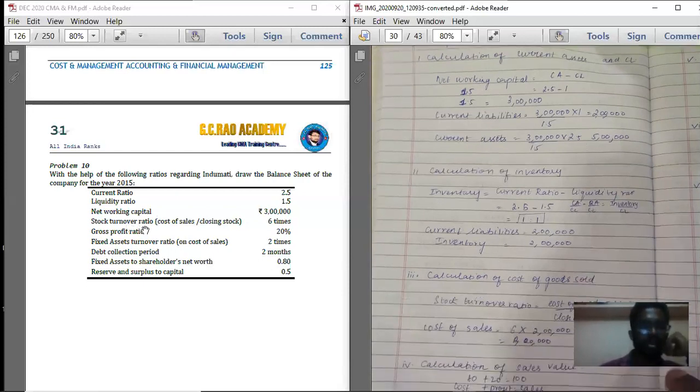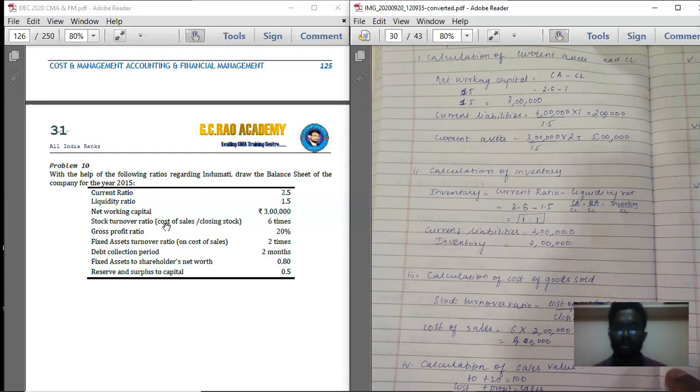Next, what they have given is stock turnover ratio, which means inventory turnover ratio. The formula they have given is cost of sales divided by closing stock. We are finding this inventory value using the other method, as we discussed in the previous problem: current ratio minus liquid ratio gives the inventory ratio, because inventory is the only difference between current and liquid, assuming there is no bank OD, prepaid expenses or cash credit. So with this we can calculate the inventory.